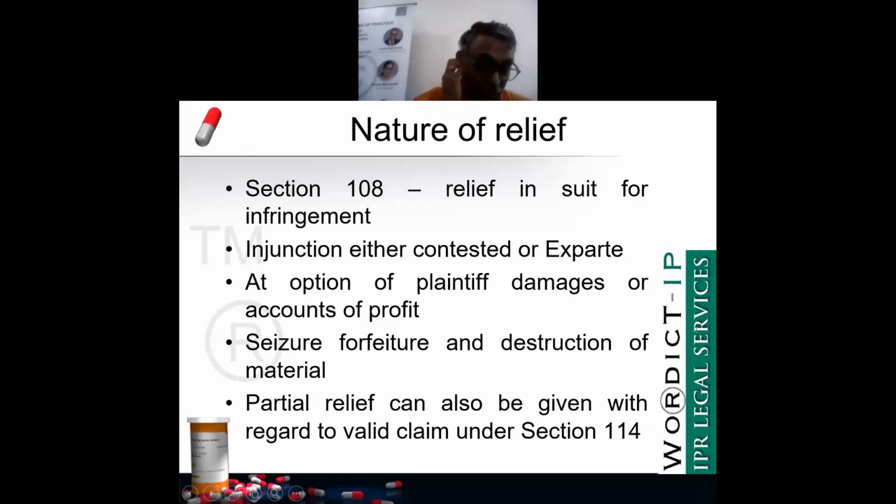There are 10 claims and infringement is happening only with regard to one claim. The court can give an order only to that particular claim. So that is partial relief under section 114. You will not find such a provision under any other intellectual property act, that is trademarks, copyrights or designs. You will find this only in the Patent Act. Next slide, please.